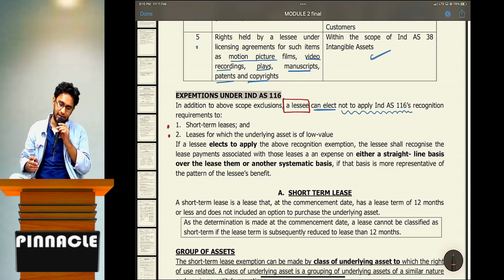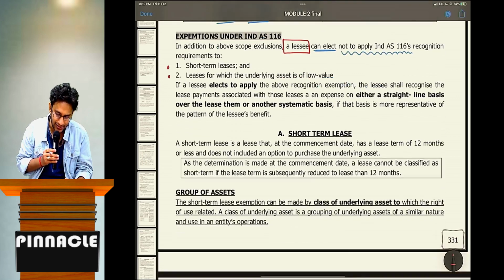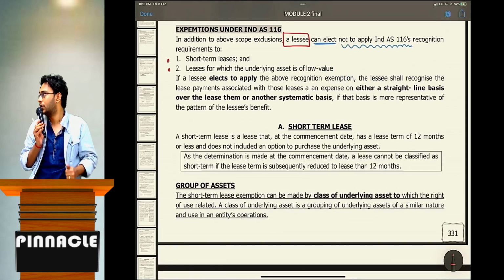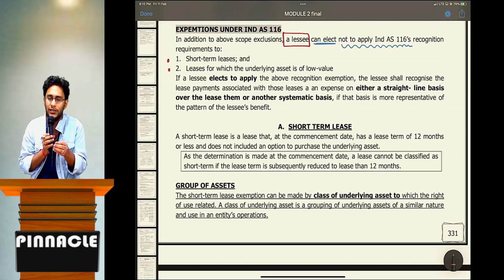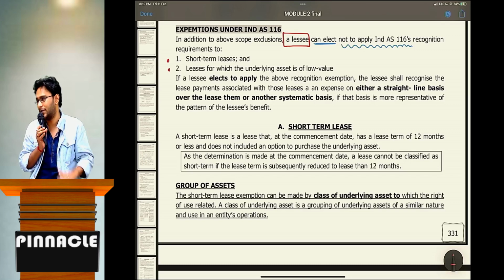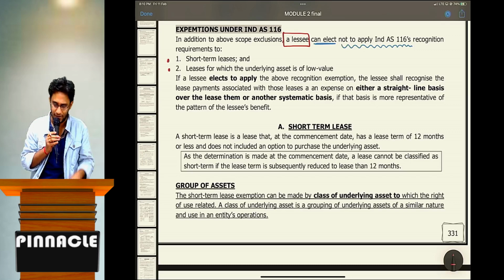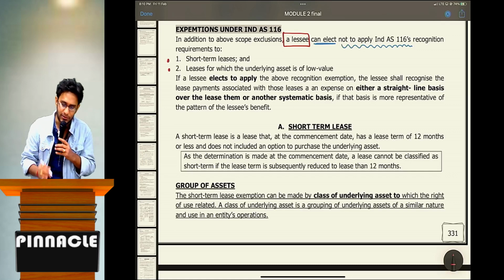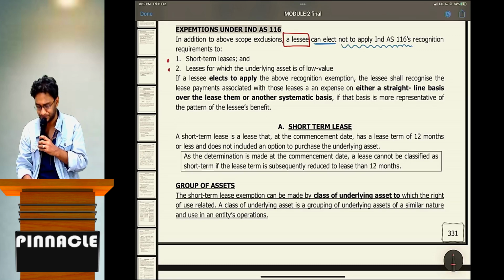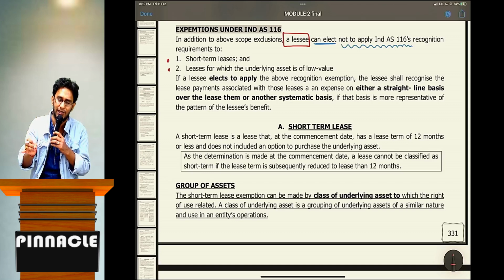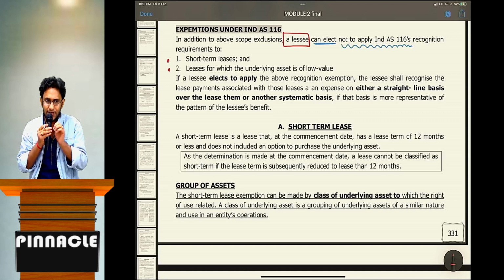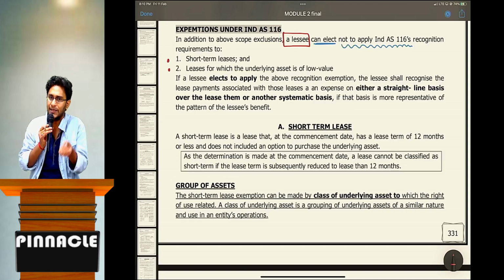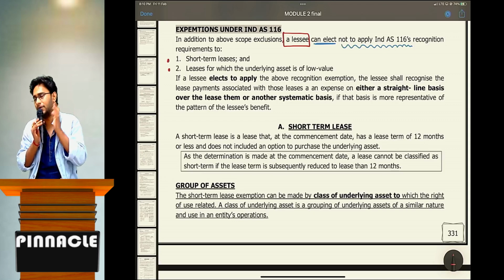The second case is leases for which the underlying asset is of low value. That means if the asset is a very low value item, you need not take the trouble of doing right-of-use asset and lease liability accounting. So for these two exemptions, lease rents are recognized in the P&L account as an expense, either on a straight line basis or in any pattern by which you feel the benefits are enjoyed.